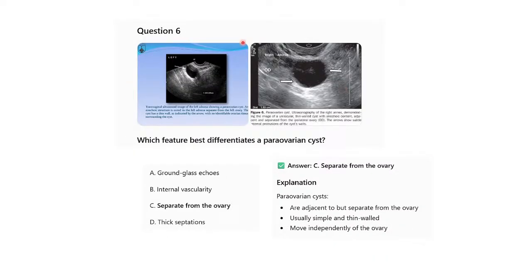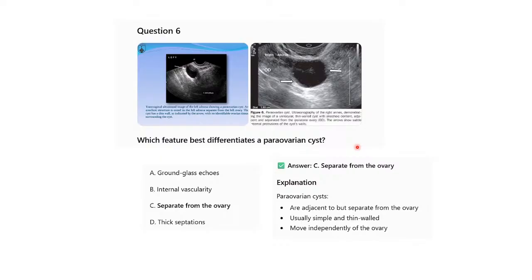Let us interact and come up with the possible diagnosis. Question number 6. Which feature best differentiates a para-ovarian cyst? A, ground glass echoes. B, internal vascularity. C, separate from the ovary. So this is the most exciting part of our quiz session, where we do the real cases that I am doing at my department, and I share them with you here. Then we discuss and come up with the diagnosis.